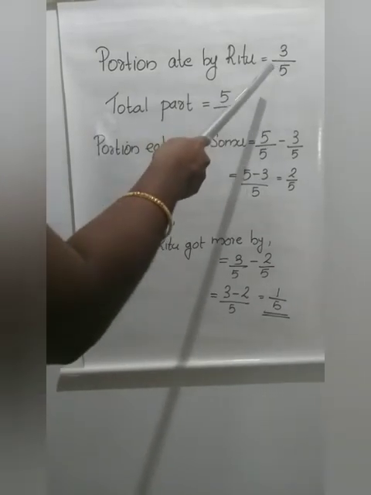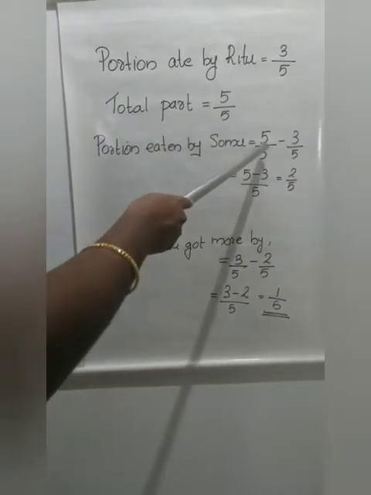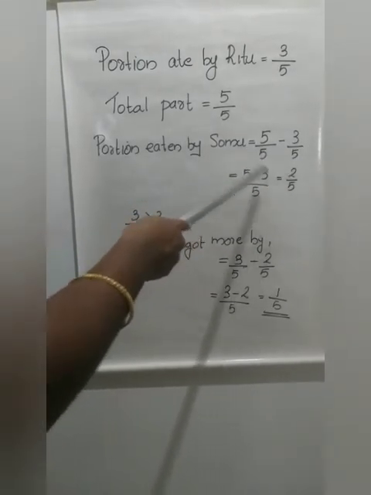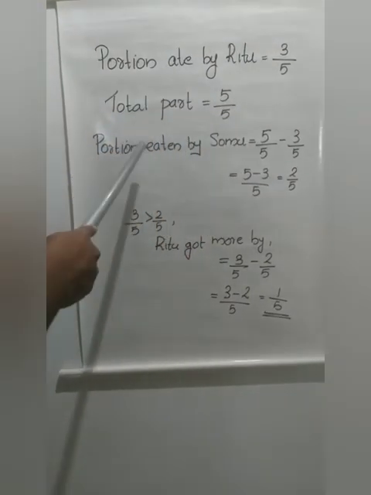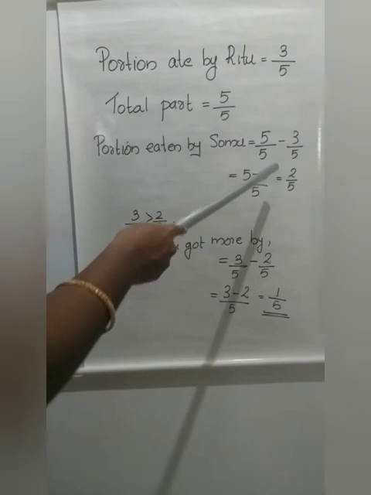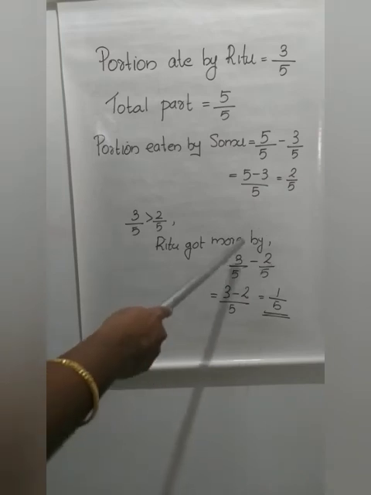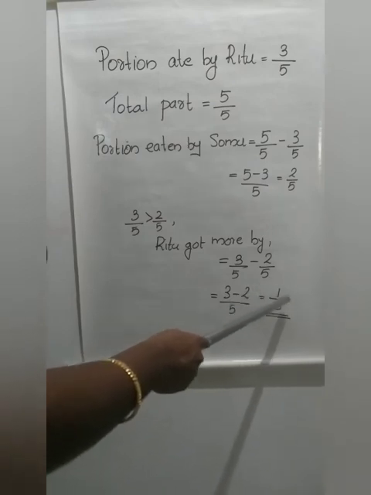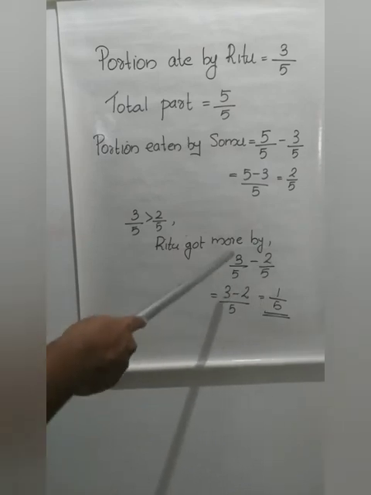The portion eaten by Somu is the total minus the portion eaten by Ritu. That is 5/5 minus 3/5. The denominators are the same, so 5 minus 3, which is 2. So the portion taken by Somu is 2/5. Ritu got 3/5 and Somu got 2/5. Whose share is more, 3 or 2, which is greater? 3, so Ritu got more. By how much, we also need to find. That is 3/5 minus 2/5. Subtracting, we get 1/5. So Ritu's share is more by 1/5 than Somu's.